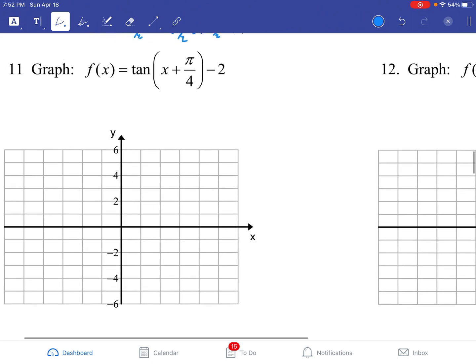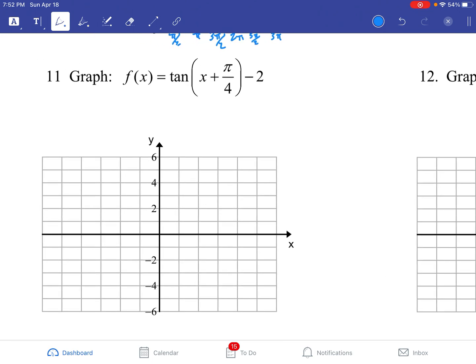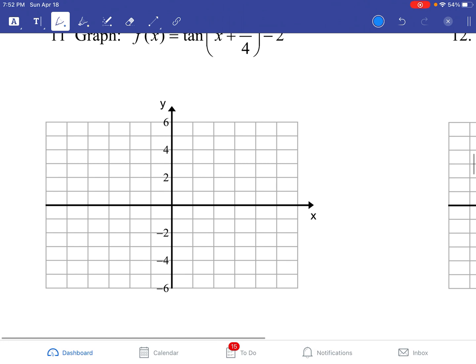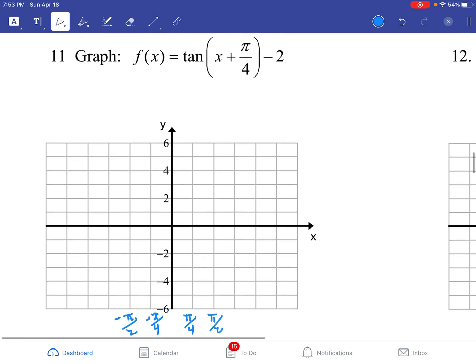Okay. Next, tangent. So nothing is being multiplied or divided by the x, so our period will not change. But remember, again, tangent is divided into 2 pieces on the x-axis. So we have pi over 2 on this side, negative pi over 2 on the other side, negative pi over 4, and positive pi over 4. So the period of a tangent function is 1 period long. From negative pi over 2 to positive pi over 2 is 1 period. It is just pi, sorry.